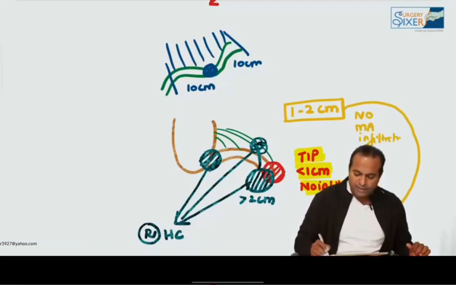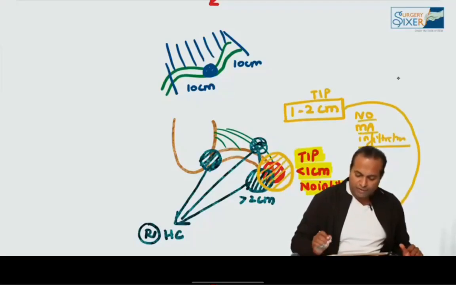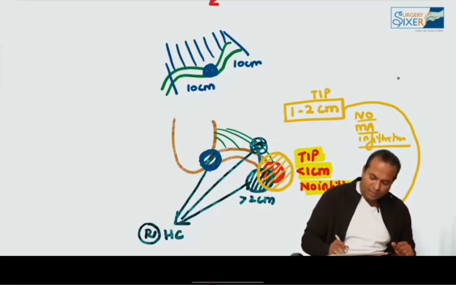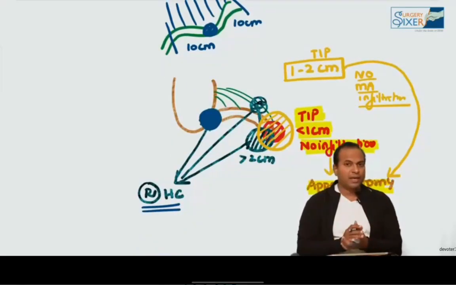And in the tip, if there is a tumor 1 to 2 centimeter in the tip, like this, we can do appendicectomy if there is no mesoappendix infiltration. In the base, any size tumor, 1 centimeter, 2 centimeter, even half centimeter, we should do only right hemicolectomy. So please don't forget these surgical points in these carcinoid tumors.